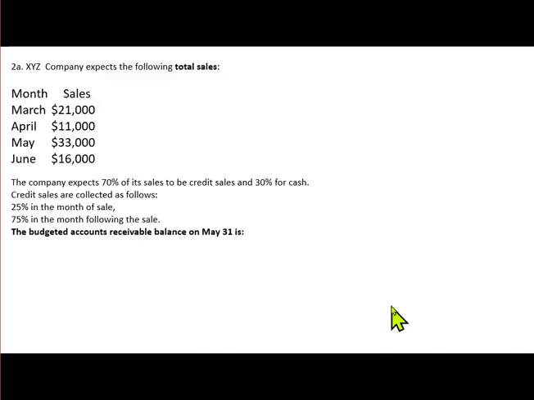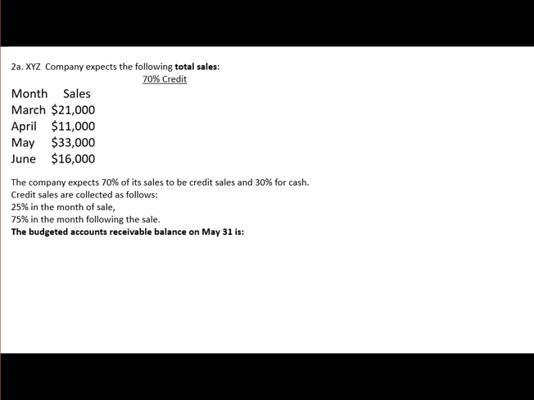The next question. Here we have a company that expects the following total sales: March $21,000, April $11,000, May $33,000, June $16,000. The company expects 70% of its sales to be credit sales and 30% cash. Credit sales are collected as follows: 25% in the month of sale and 75% in the month following sales. So here's what they want to know: the budgeted accounts receivable balance on May 31st is what?